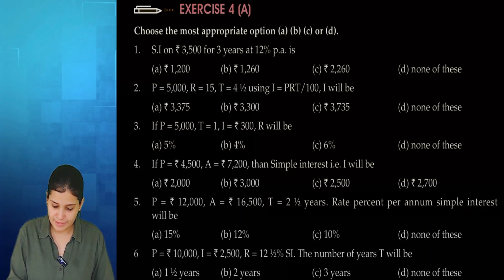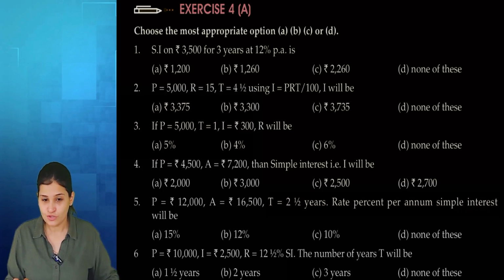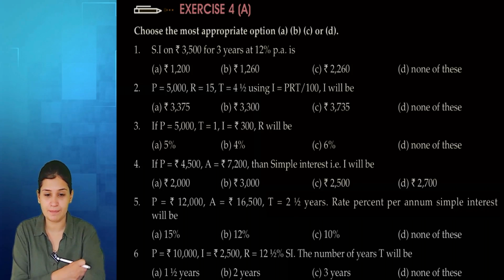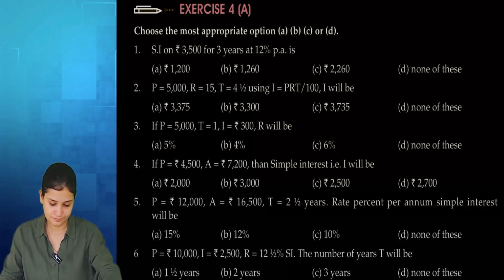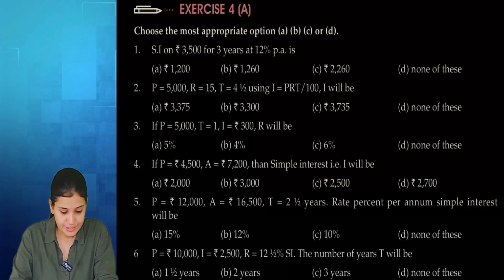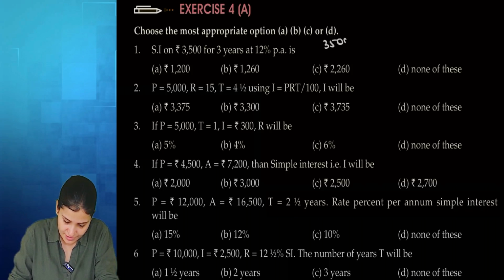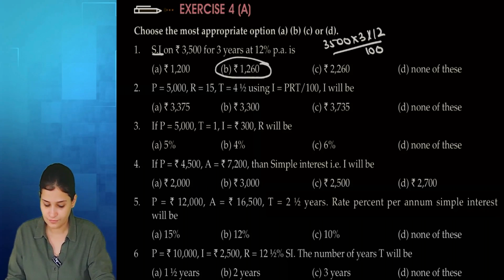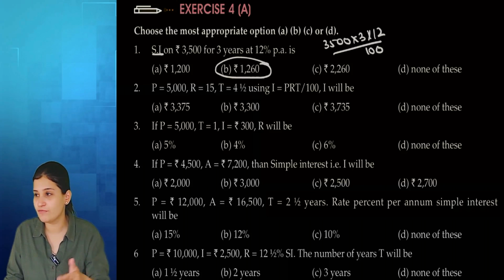Exercise 4 is mainly about simple interest. The first sum: simple interest on rupees 3,500 for 3 years at 12% per annum. Option B. 3,500 multiplied by 3 multiplied by 12 divided by 100. 3,500 into 3 into 12 upon 100. Since that's only simple interest, 1260. Done? Question number 2.